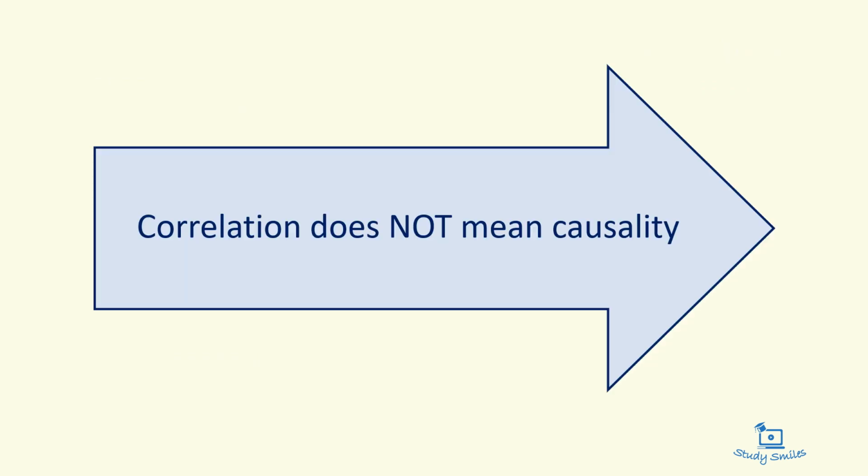However, correlation does not mean causality, even a strong correlation. And this is a crucial point to remember and incorporate into answering questions. There are many variables that can show a strong correlation, but do not have a causal relationship. Let's look at another example.